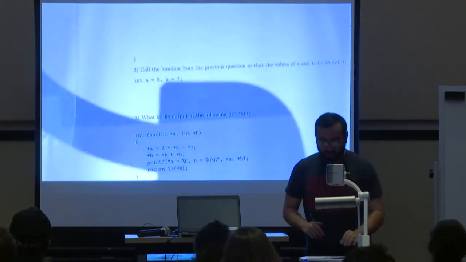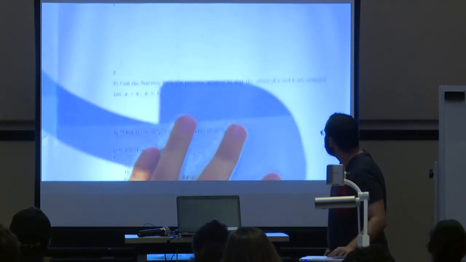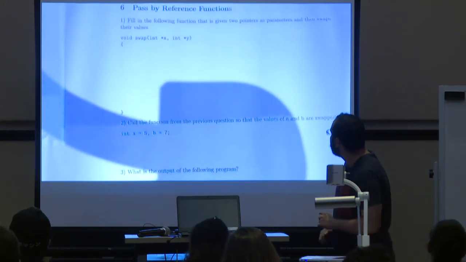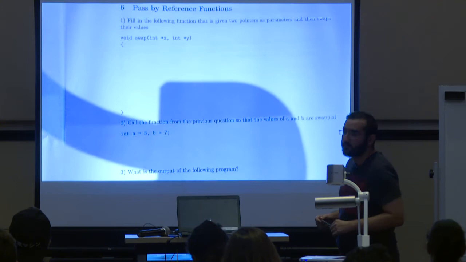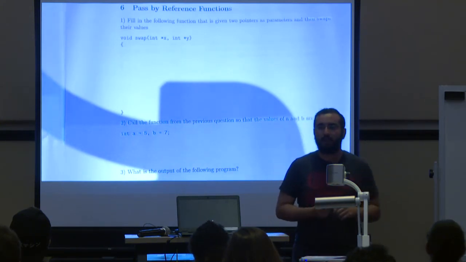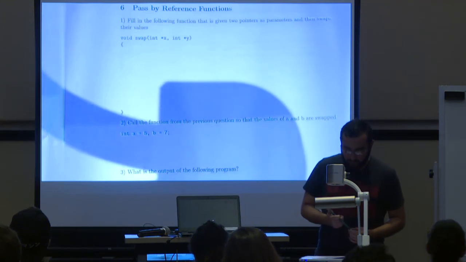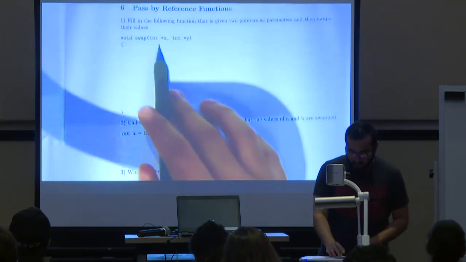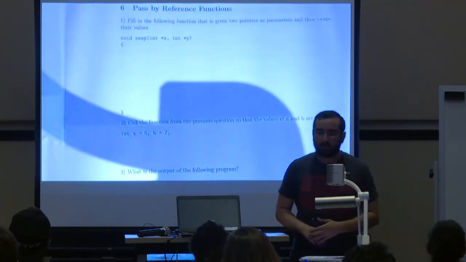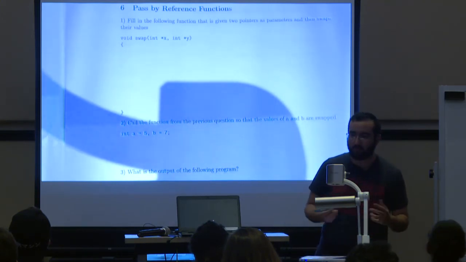Now, pass by reference functions. So here we're going to fill in the function that's given 2 pointers as parameters and swaps their values. This is a swap function, a very common example of pass by reference functions you see. So at the end of this, we want whatever x is pointing to be whatever y is pointing to, and whatever y is pointing to be equal to whatever x is pointing to.